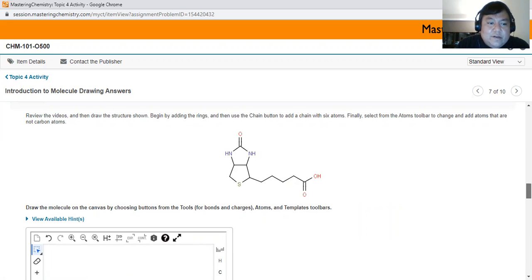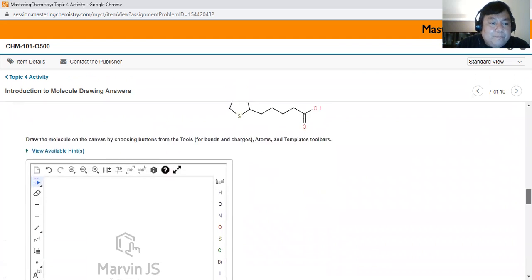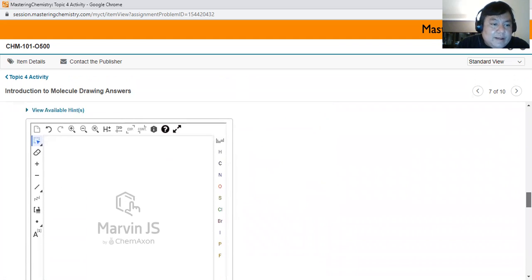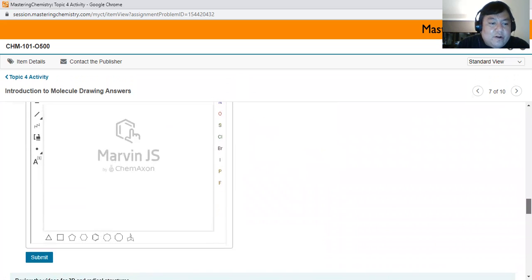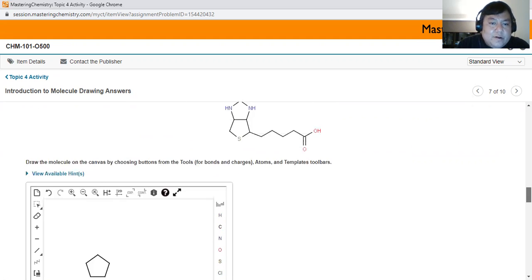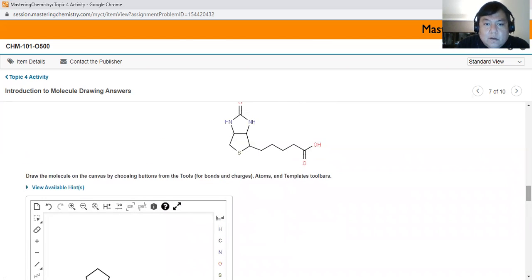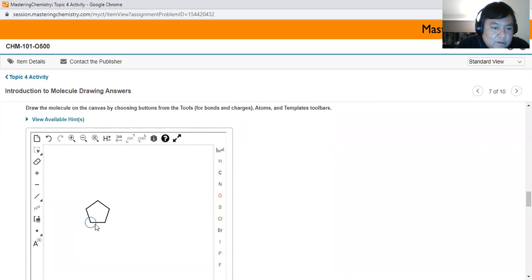All right, so now it wants you to draw the molecules on the canvas by choosing the button. So it wants us to draw this thing. Thankfully, we can draw some of these rings very easily. So we're going to draw a ring, because if we go back up here, there's a ring at the bottom, there's a ring at the top, and now we're going to come to this bond. And if you look, we have a 5-membered ring pointing up and a 5-membered ring pointing down. So we're just going to click at the bottom of that like this. There we go. All right.